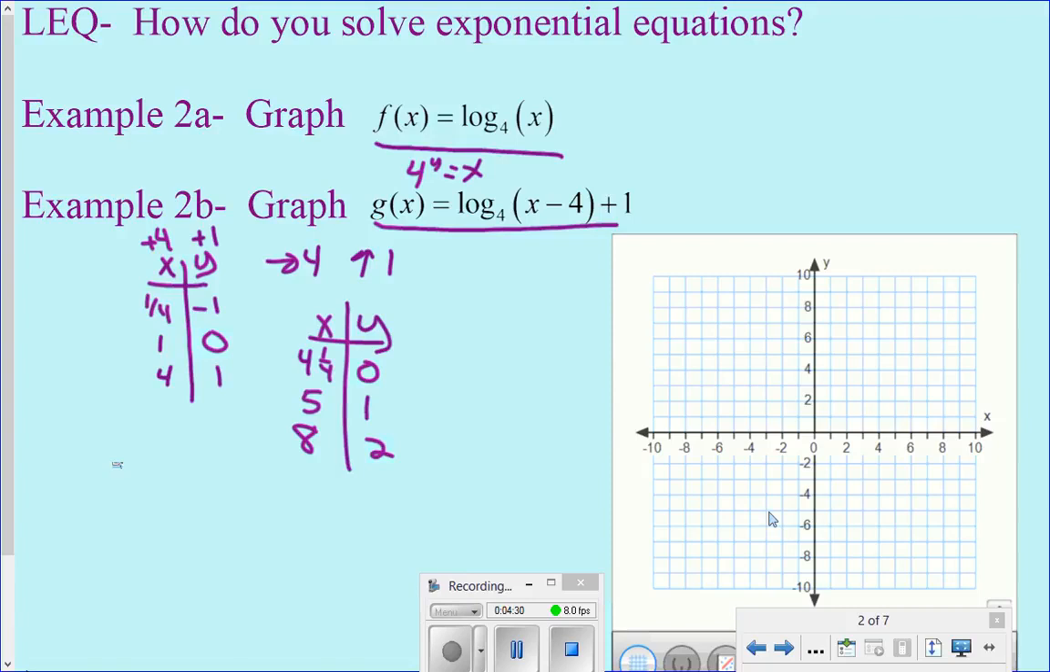I also know the original has a vertical asymptote at x equals 0. So if we shift that 4 to the right, think about that, that would take it to x equals 4. So I'm going to go ahead and plot, make yourself a coordinate plane. Let's go ahead and plot x equals 4.